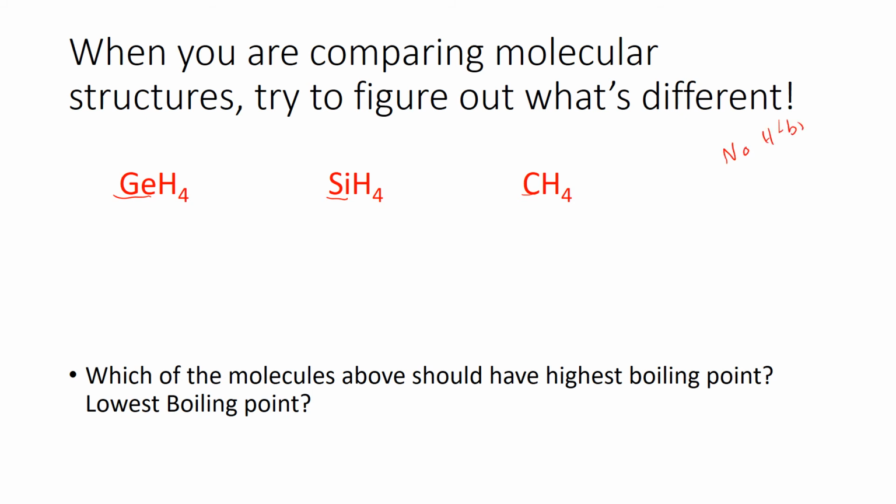We're probably not looking at a difference in polarity here. That's not the strongest difference we're going to see here. So next, let's look at that molar mass. Well, these are very different. Germane is pretty heavy, 76.6 grams per mole, compared to methane at 16 grams per mole.